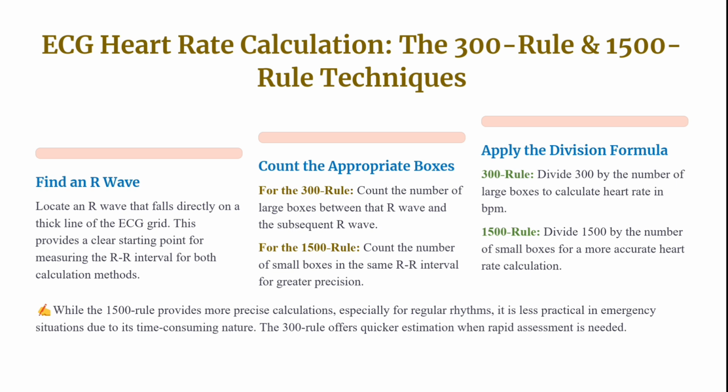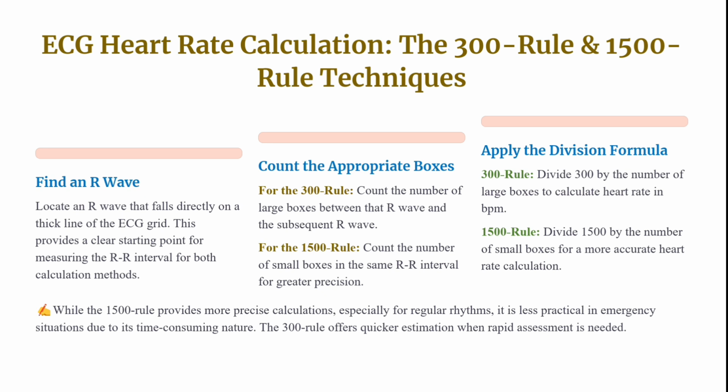The method chosen depends on whether the rhythm is regular or irregular. For regular rhythms, the 300 rule and 1500 rule provide quick and accurate estimates. The 300 rule is simple. Find an R wave that falls on a bold ECG line, count the number of large squares until the next R wave, and divide 300 by this number. This gives an approximate heart rate.